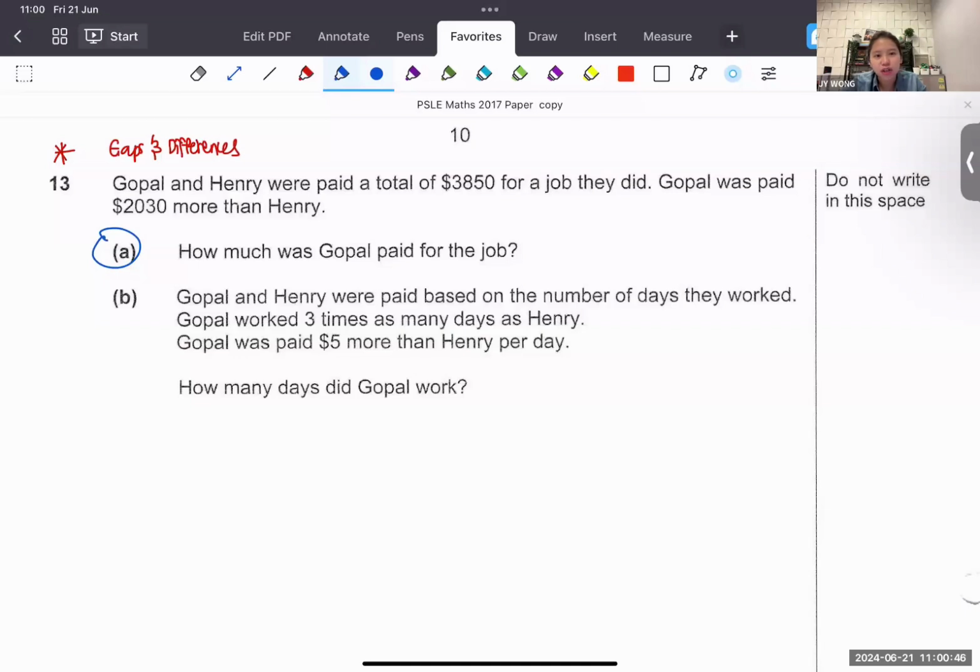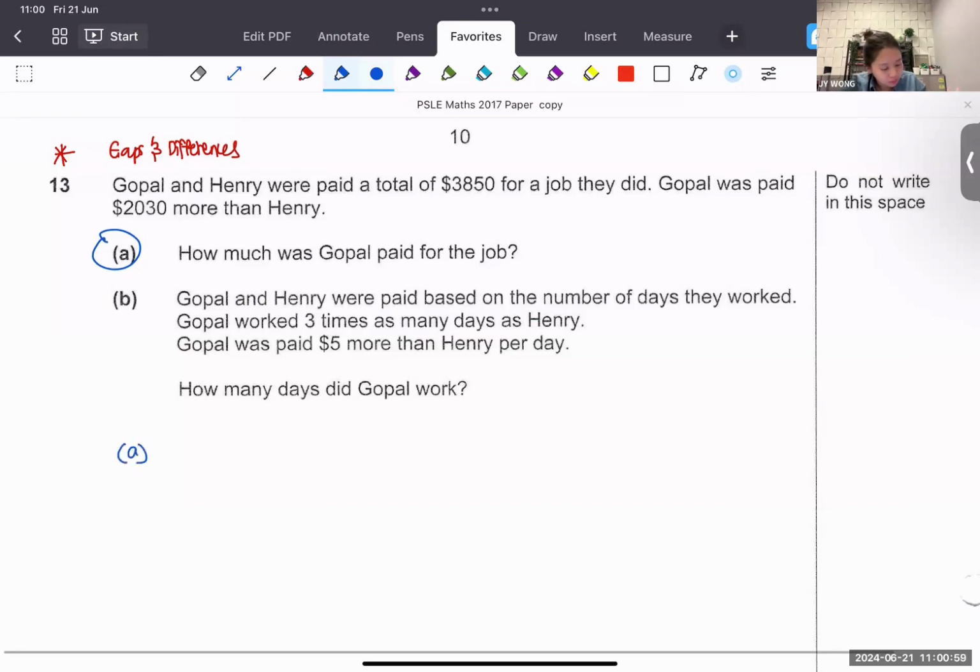Don't just because the question looks a bit tough, oh, so many words, I don't know how to do, then you give up. No, because question A is actually independent. You can just use normal comparison to find out part A. So how to do part A?